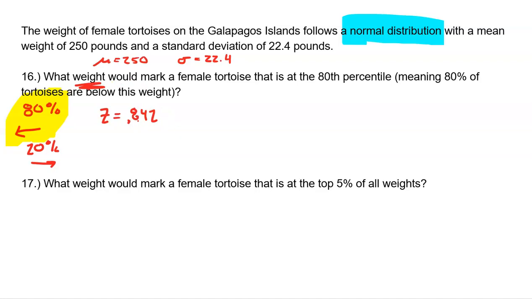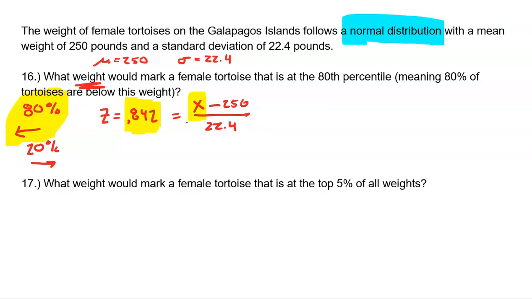So what I now need to do is use my z-score formula. The formula for a z-score is a particular value that I'm trying to find right now, minus the mean of 250, divided by the standard deviation of 22.4. So notice that this is truly an inverse problem of what we typically do with a normal function. This time, we know the z-score. We don't know the x that represents it. So what we could do is solve.